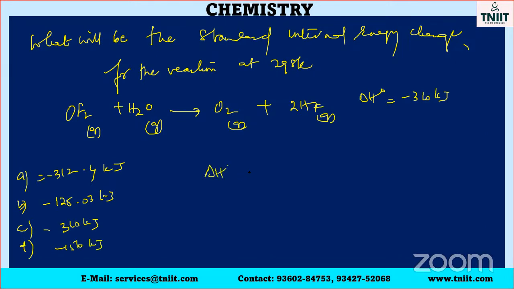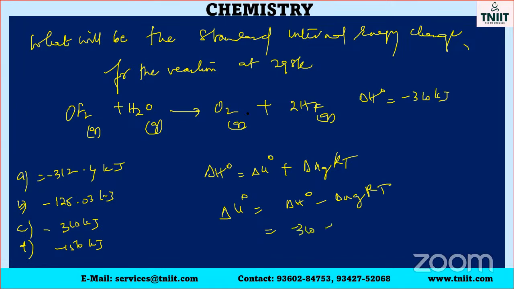So delta H naught is equal to delta U naught plus delta NG RT. They're asking for the standard change in internal energy, so delta U naught will be equal to delta H naught minus delta NG RT. Delta H naught they've given us as minus 310 kilojoules. For this reaction, the gaseous moles are 3 and 2, so delta N is 1. R value is 8.314 and temperature is 298. On simplification, the value we get is minus 312.47 kilojoules. Hence, the answer will be option A.